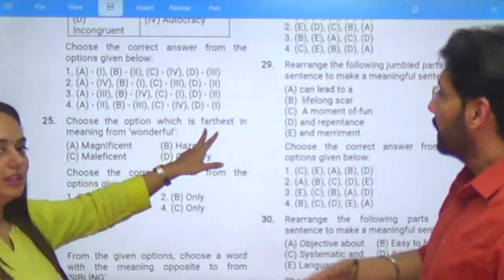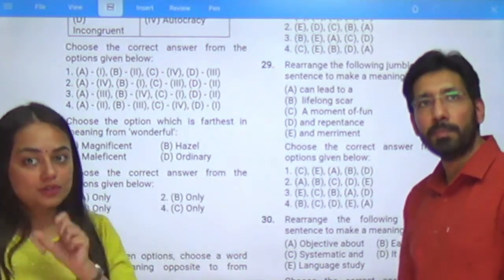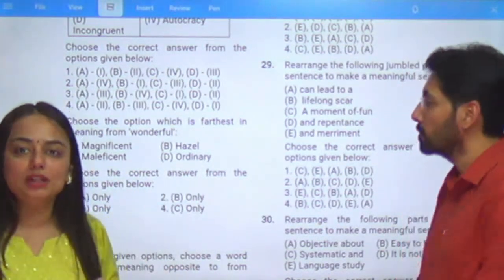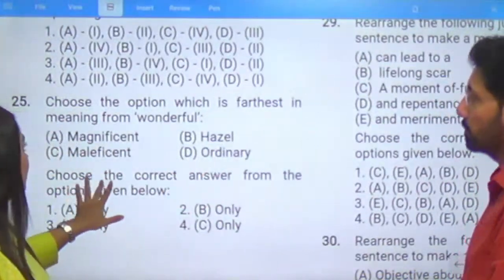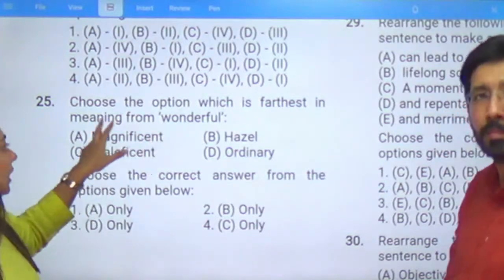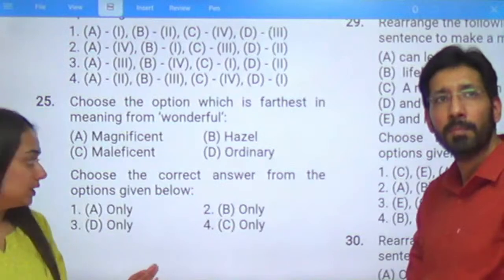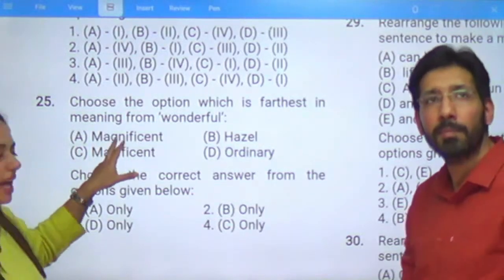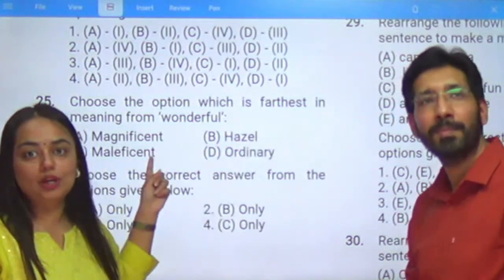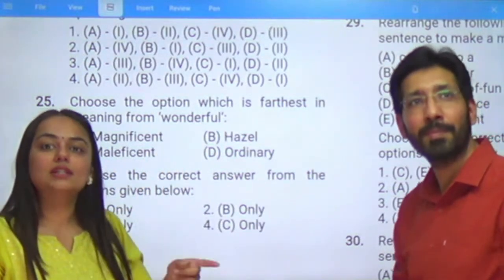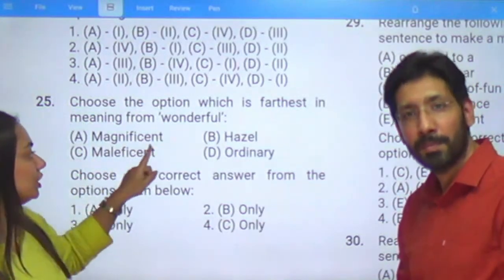Okay. Farthest in meaning. Now they haven't given you antonym. They've not given the word opposite in meaning. They've asked you farthest in meaning. So this is an antonym question now. Okay, so the word is, choose the option which is farthest in meaning to the word wonderful. So we all know what wonderful is, right? So can it be magnificent? Now here, if you did not read the instruction carefully, you may go for magnificent. But magnificent is a synonym, a similar meaning word. Right. Hazel, maleficent and ordinary.